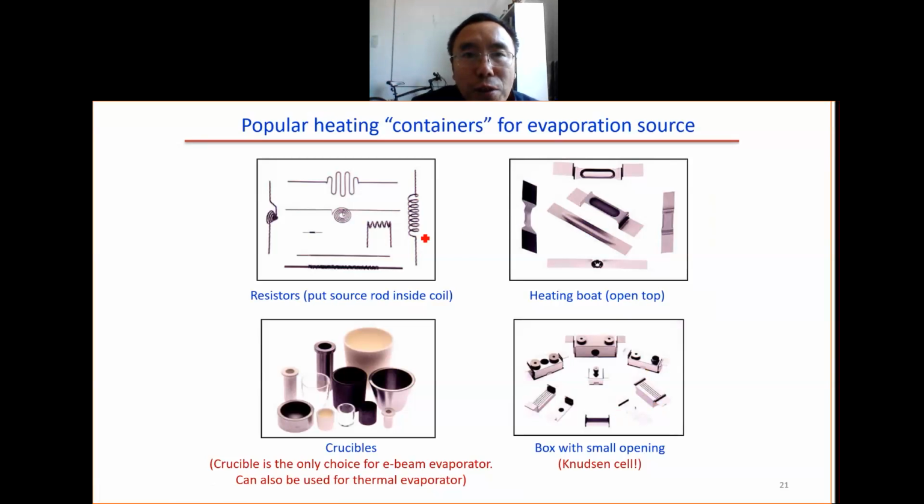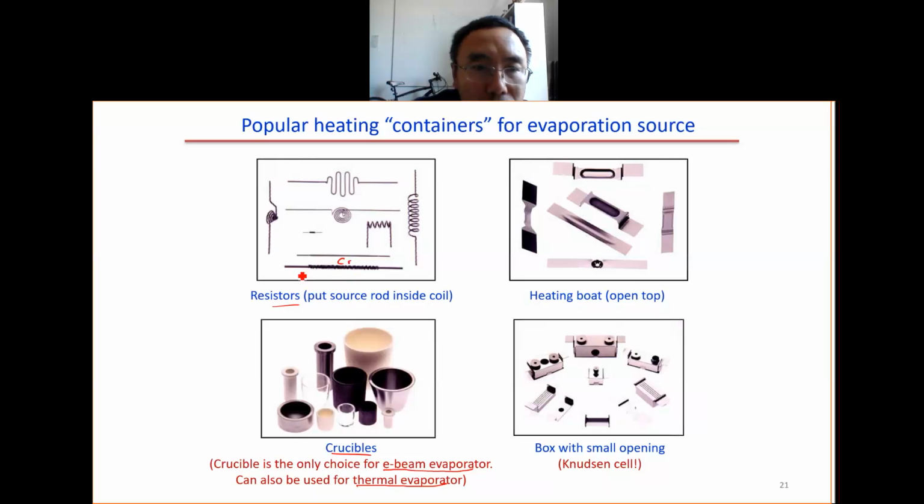So here is the photo of the containers. All of them can be used for the thermal evaporation. Only this crucible can be used for the electron beam evaporation. For the thermal evaporation, all 4 cases are used. But this is the resistors. But this one is for the case of chromium.